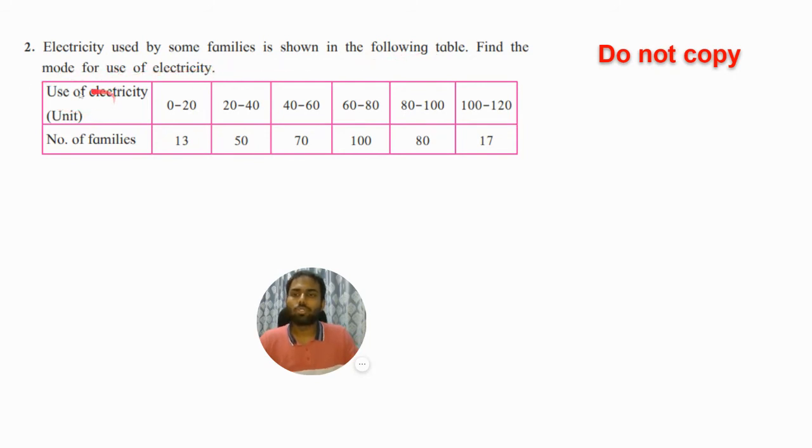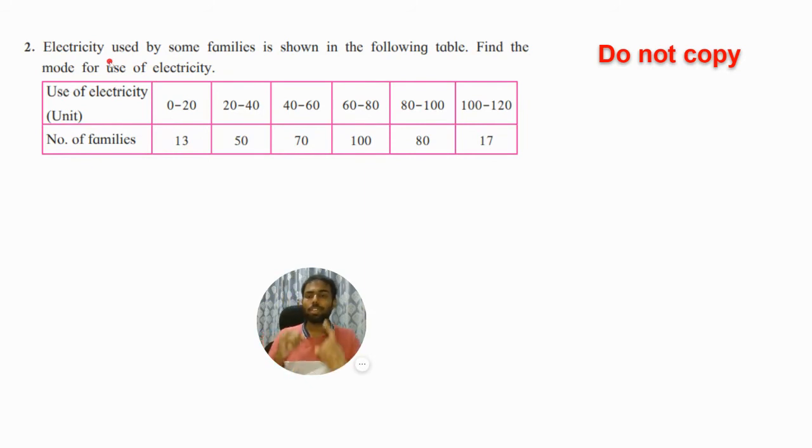Okay. So use of electricity units में दिया. So 13 families 0 to 20 units के बीच में consume करते हैं. 50 families consume 20 to 40 units of electricity. 70 families consume 40 to 60 units of electricity, so on and so forth. Okay. और उसका mode find out करने बोला.